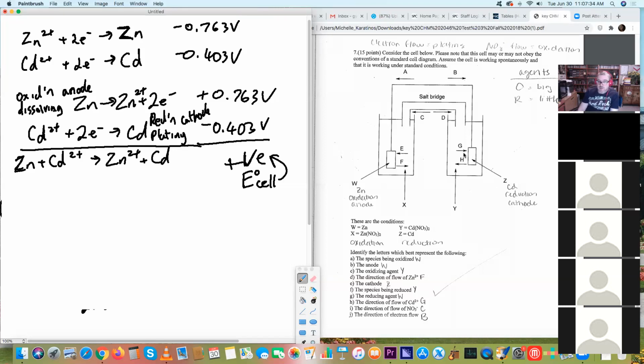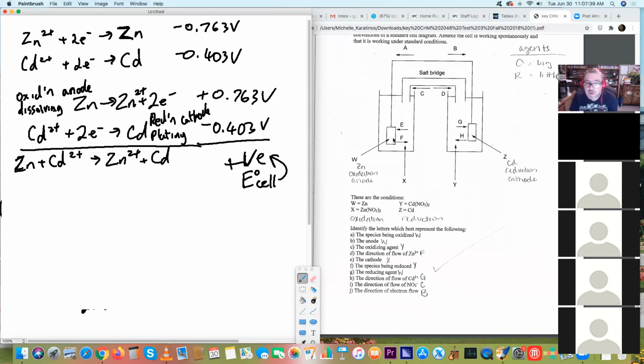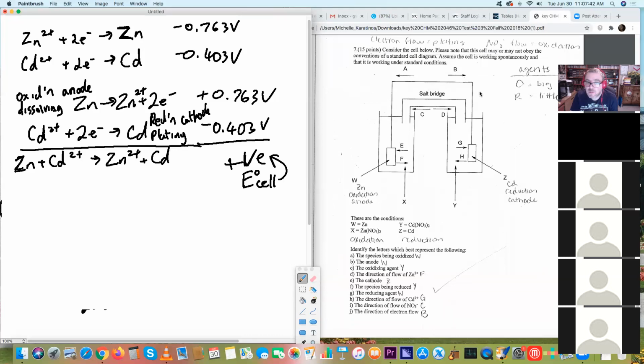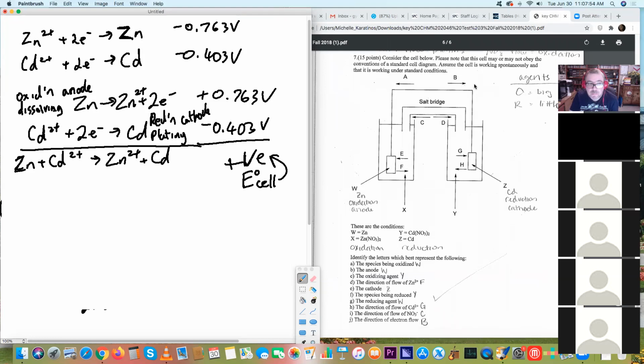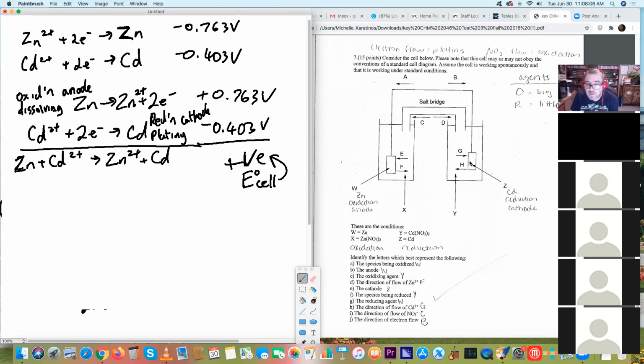And then the last two, we've got direction of flow of nitrate and the direction of electron flow. Well, the electrons are always going to be flowing in the wire, so the answer can only be A or B for that. And the direction of electron flow here would be B, because the zinc is turning into Zn2+ plus 2 electrons, and then the Cd2+ is accepting those 2 electrons. So the electrons must be traveling through the wire from this direction over to here.